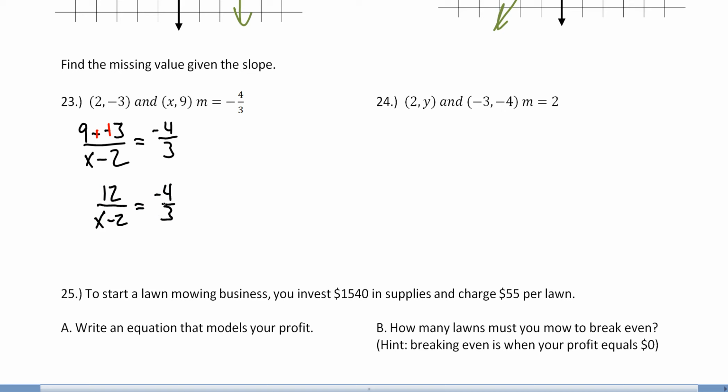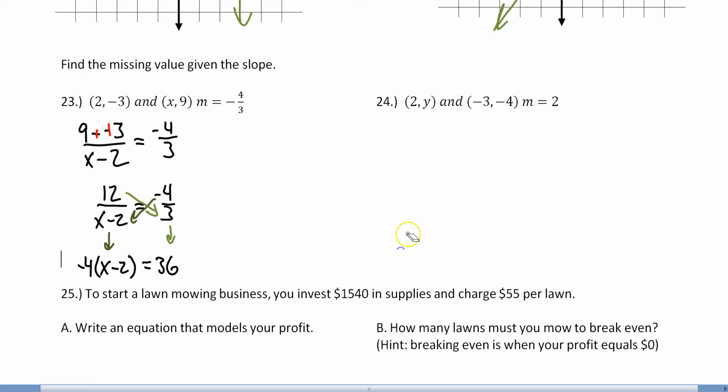And now I'm being asked to solve. Well, to solve this, I'm just going to cross multiply. Okay, so remember when we're cross multiplying, I do this guy times this guy, and I write it down. Equals this guy times this guy, and I write it down as well. Okay? And I just have to solve this thing.